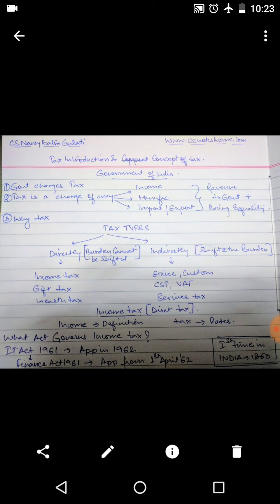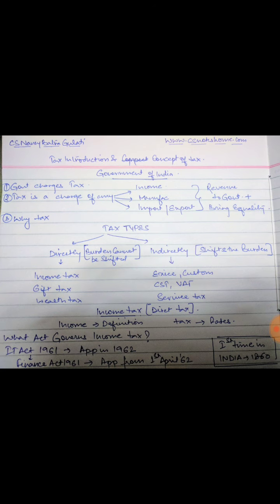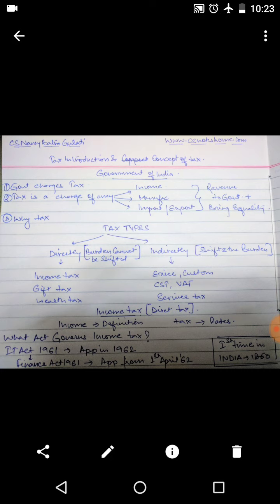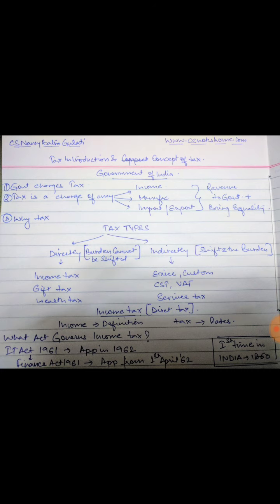Also, I'll be telling you one section now that we are starting. Income Tax section 1. Section 1 says that this act shall be cited as the IT Act 1961, applicable from 1st April 1962. So the Income Tax Act 1961, which will be applicable from 1962, is what section 1 of the IT Act 1961 says.